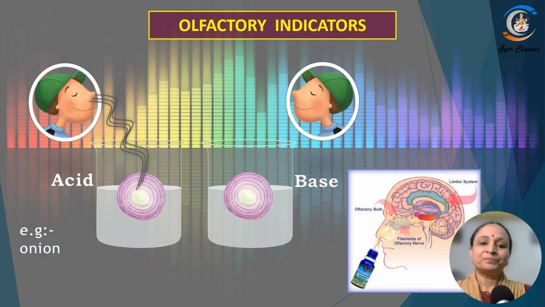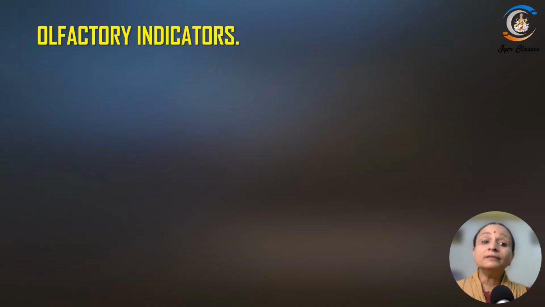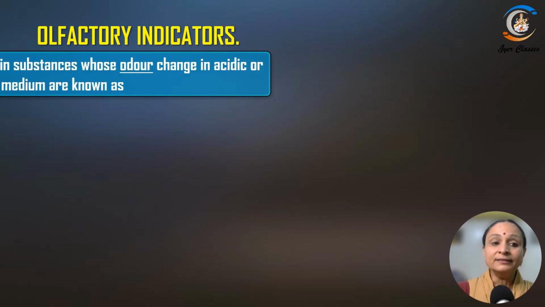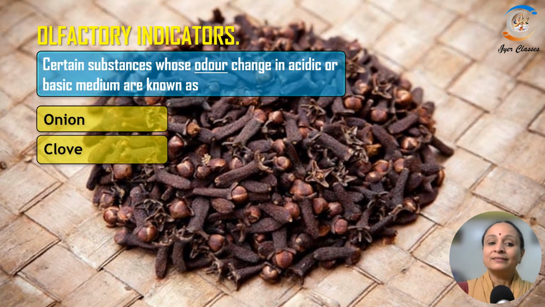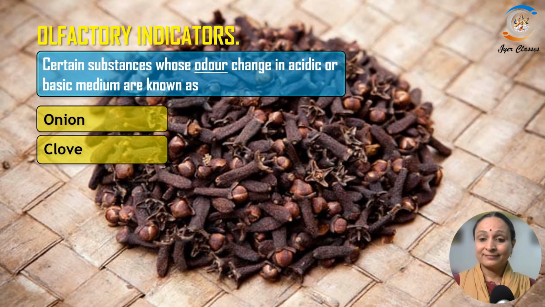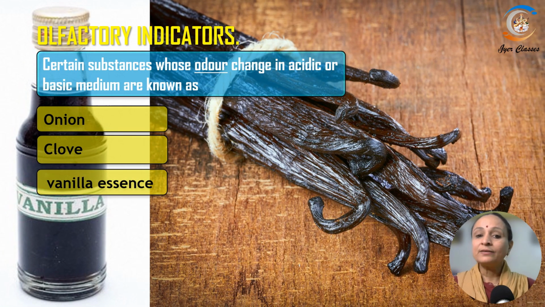Okay, so onion is one of the examples, and the other olfactory indicators are, what are they? Onion, clove. Clove means long. Then vanilla essence and vanilla pods.